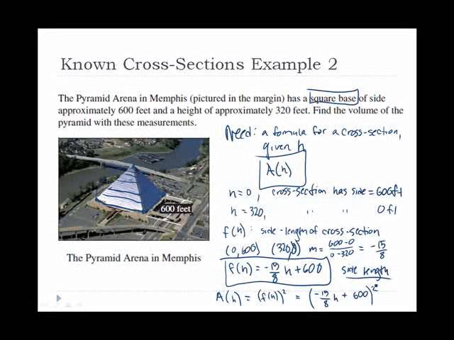We got to that from finding the length of the side and then squaring the length of the side. But what are we trying to find? Well, we're trying to find the volume. So now we need to integrate those area pieces from 0 up to 320.